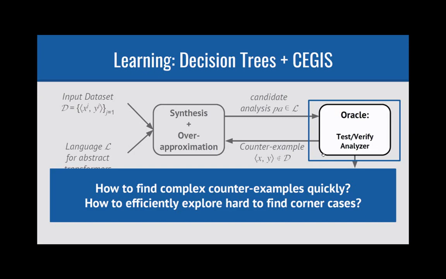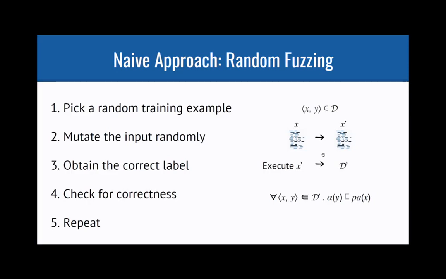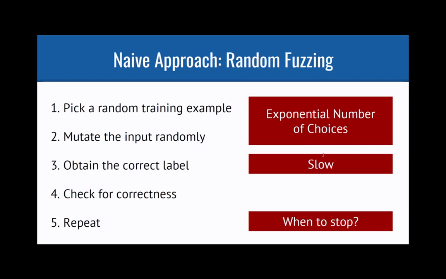And the way we do the testing, the naive approach, would be, well, let's take a random training example. Let's try to mutate it. Then we obtain the correct labels by running this example, and we try to see if there is some inconsistency. The problem with this approach is that if we do it purely randomly, there is an exponential number of choices. We always have to execute a program to obtain the correct label, which can be quite slow if we do a refinement loop, and we don't really know when to terminate.